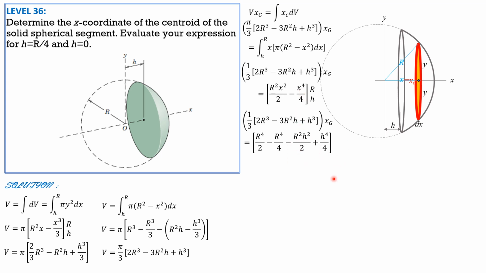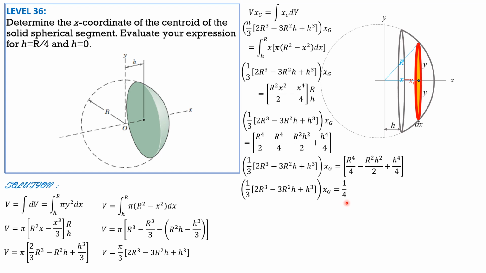So that's the result, combining 1/2 r fourth minus 1/4 r fourth, that's 1/4 r to the fourth, so 1/3 quantity 2r cubed minus 3r square h plus h cubed xg equals r to the fourth over 4 minus r square h square over 2 plus h to the fourth over 4. Simplifying the right part by factoring out 1/4. So you just copy this.